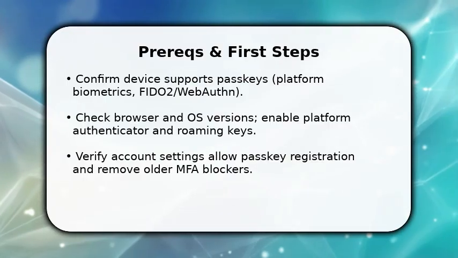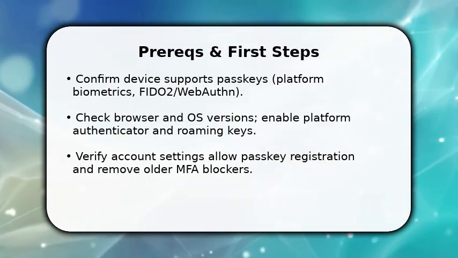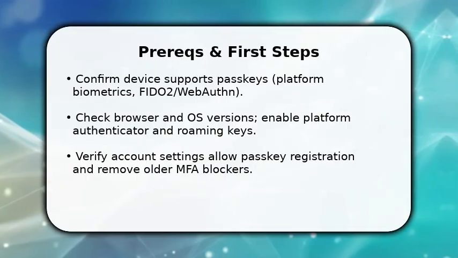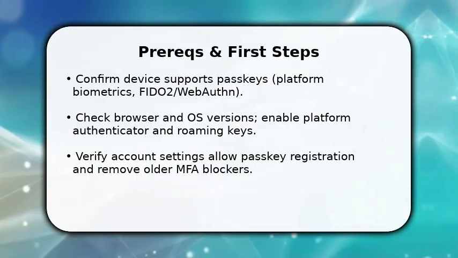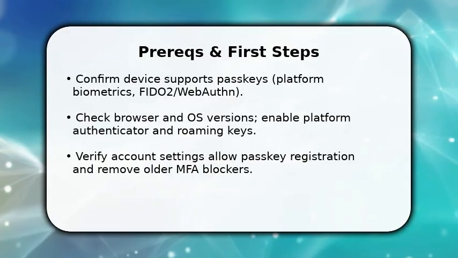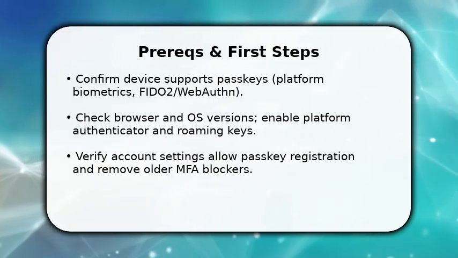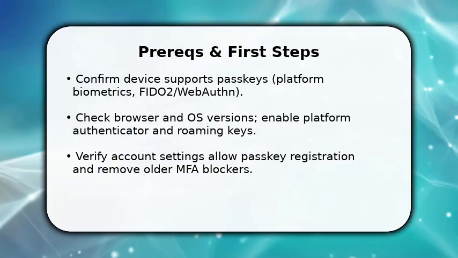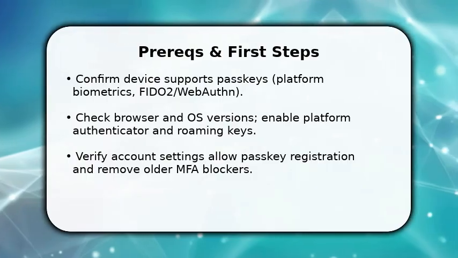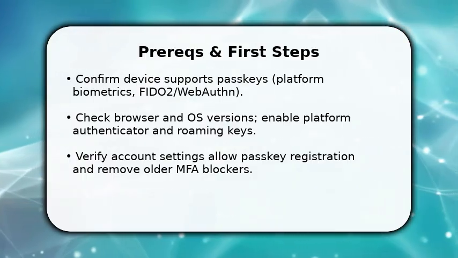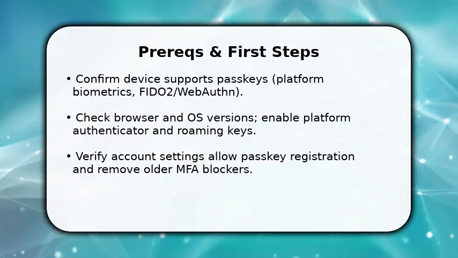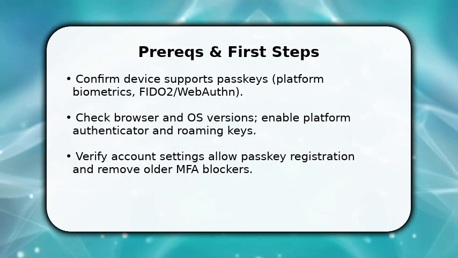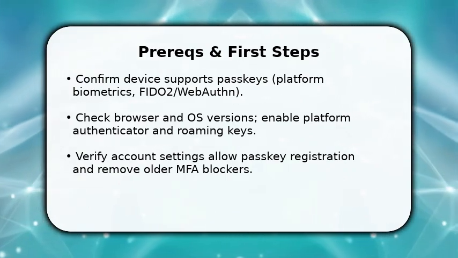You start by confirming your device and account are eligible. Check that your phone or laptop supports passkeys and that your browser and OS are up to date. Once done, enable platform authenticators and roaming keys in settings so WebAuthn can see them. Next, open the account security page and ensure passkey registration isn't blocked by legacy MFA policies. Do this now so registration succeeds. These steps remove the most common environmental causes of no passkeys available.